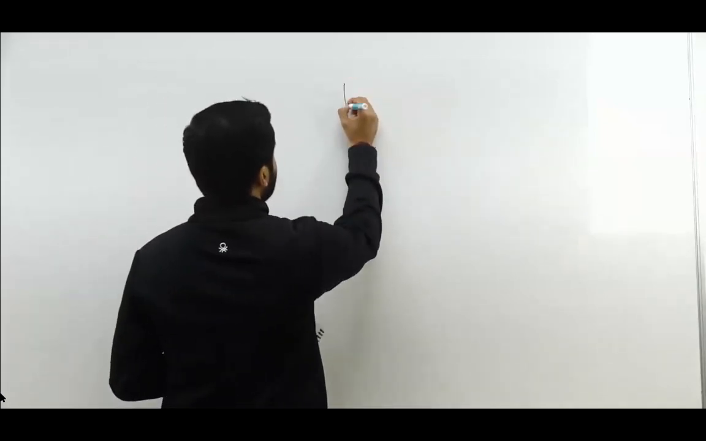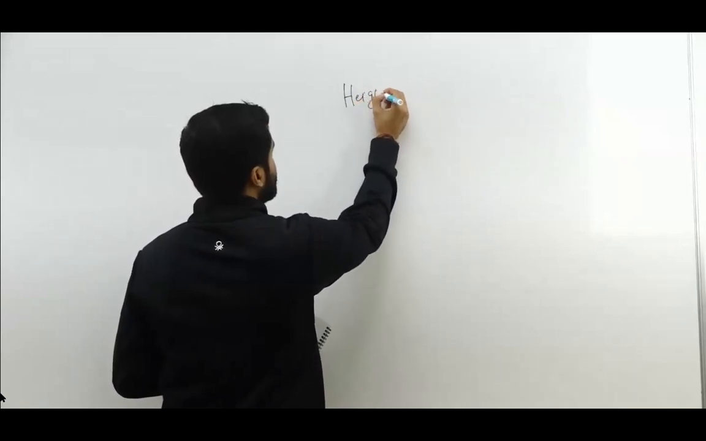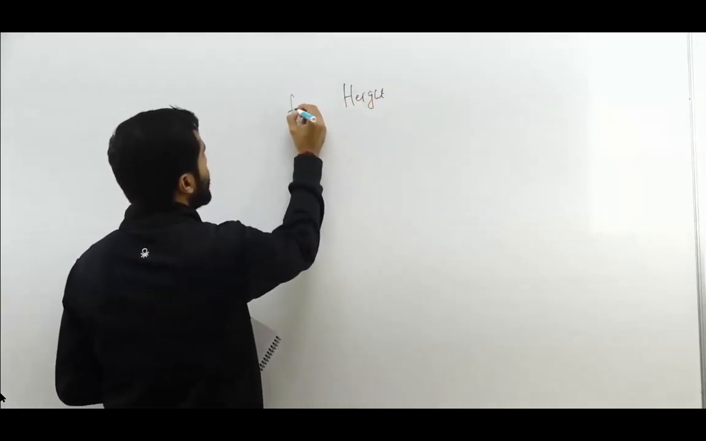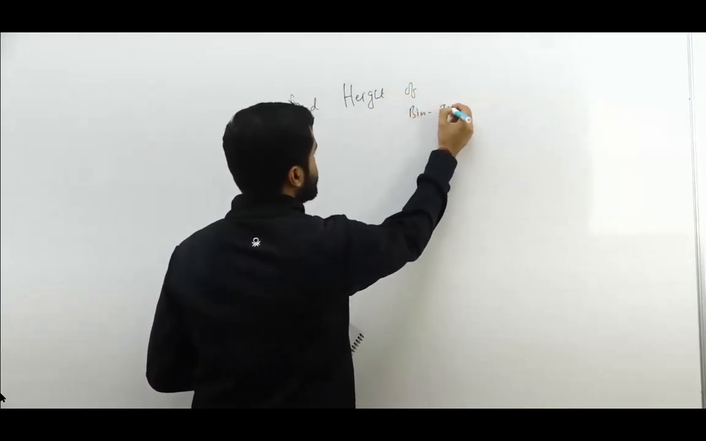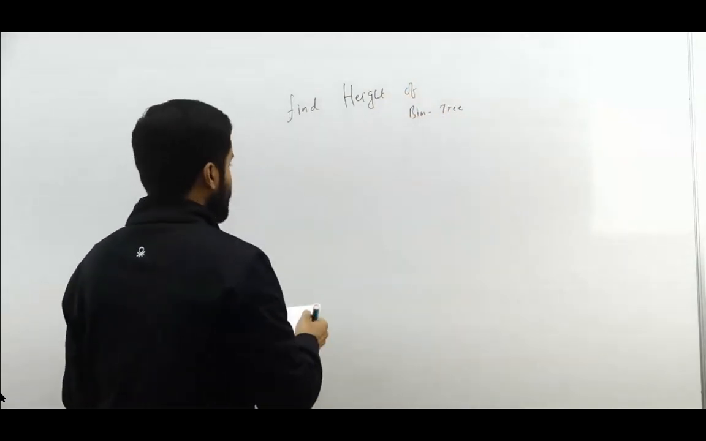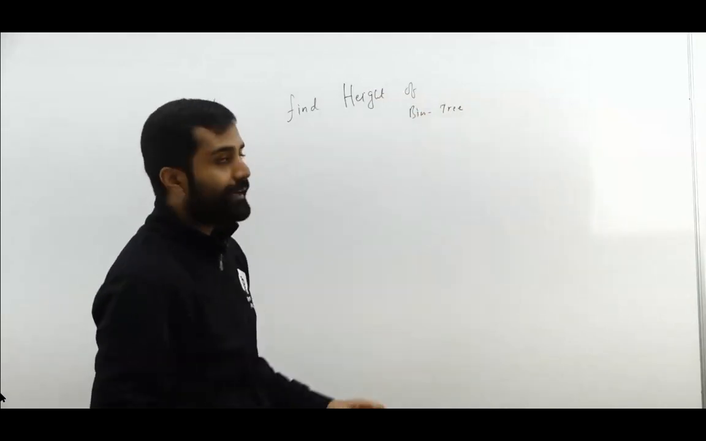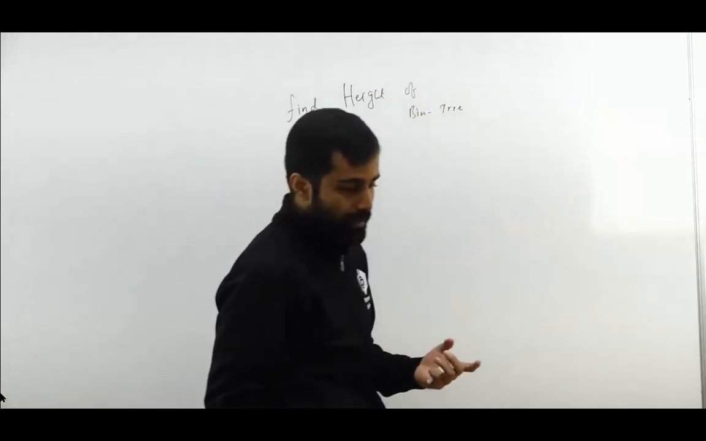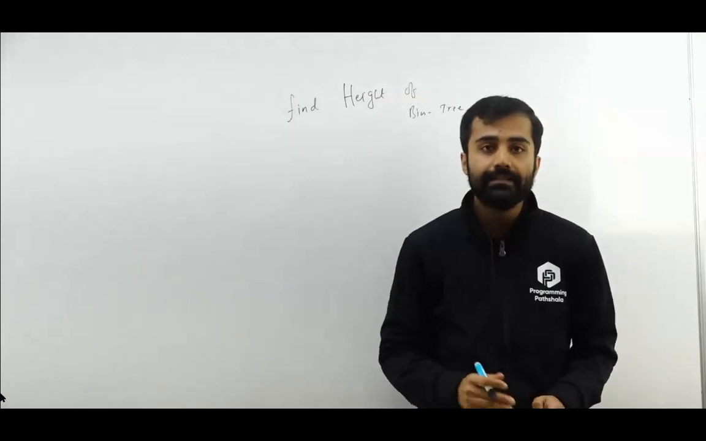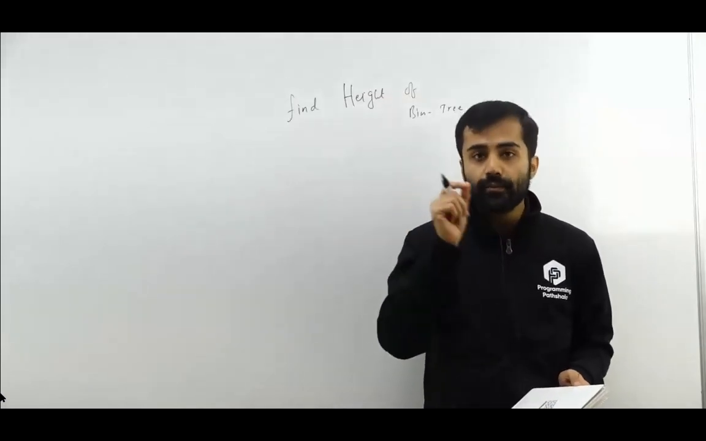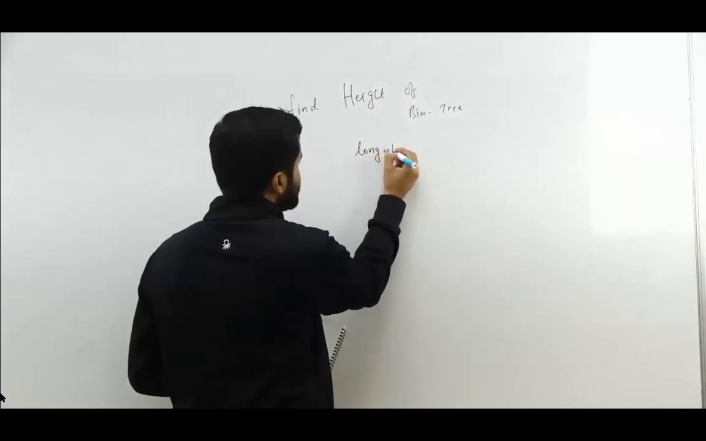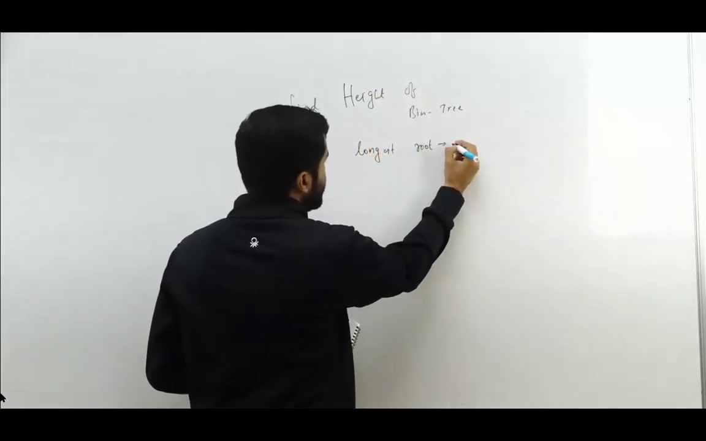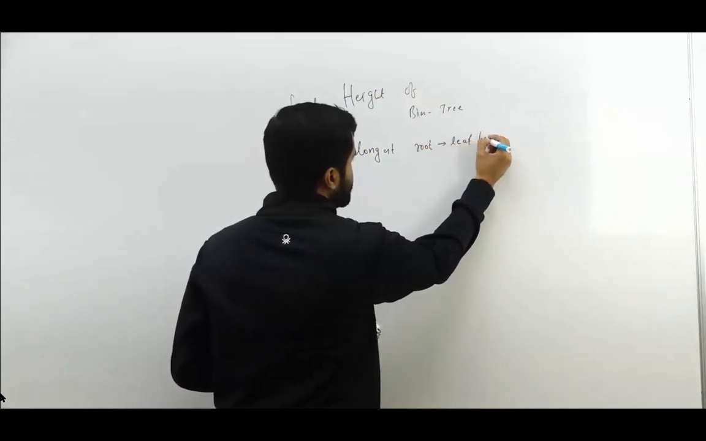So yesterday I told you about a term called height. So now what we'll do is we'll try to find the height of a binary tree. For that I need to define what the meaning of height is. The meaning of height is it is the longest root to leaf path. So let me write it here. It is the longest root to leaf path.